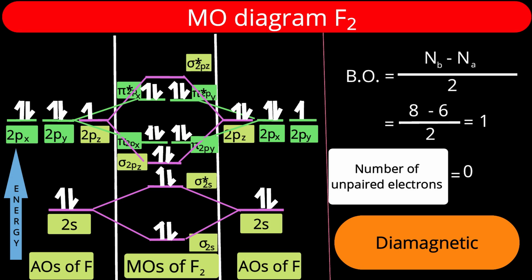2 electrons in sigma 2s, 2 electrons in sigma star 2s. So 4 electrons are used up. 10 electrons are left. 2 electrons will enter sigma 2pz. So how many electrons are left now?